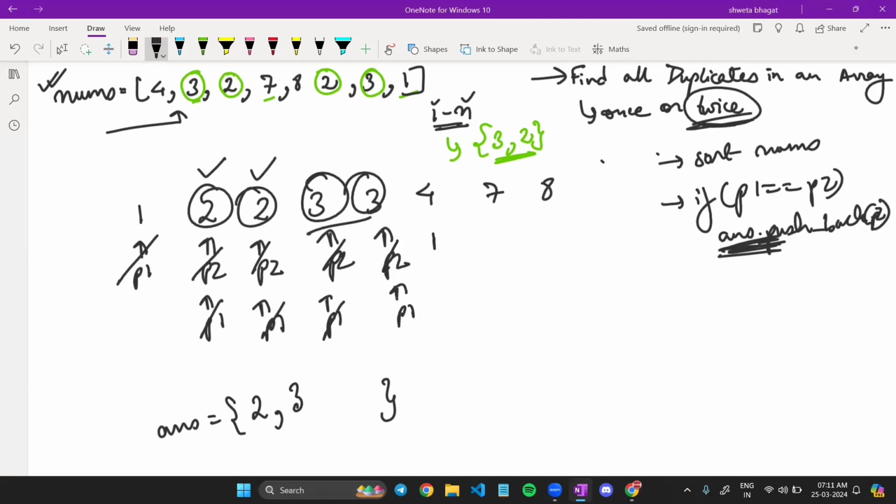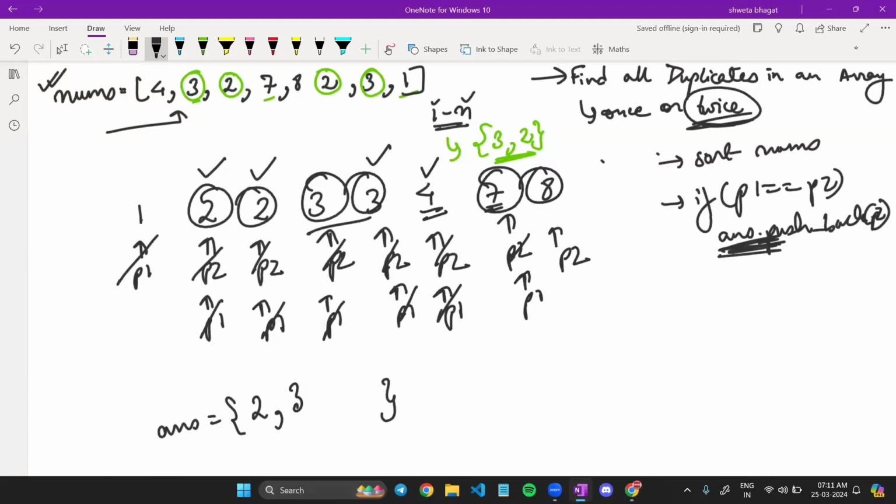So we have P1 over here and P2 over here. Now we'll check, is the value present at P1 and P2 equal? They are not equal. So we'll simply move both P1 and P2. Now again, we'll check, is the value present at P1 and P2 equal? They are not equal. So we'll move both the pointers. Now we'll again check, is the value present at P1 and P2 equal? They are not equal. So we'll move both the pointers, correct?